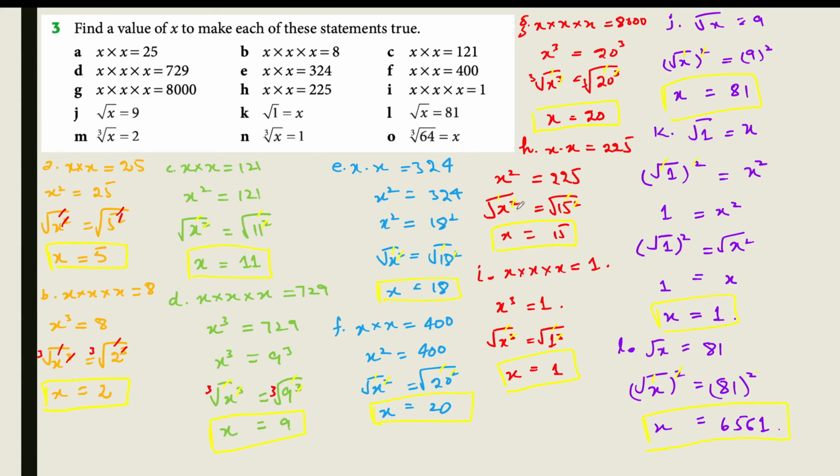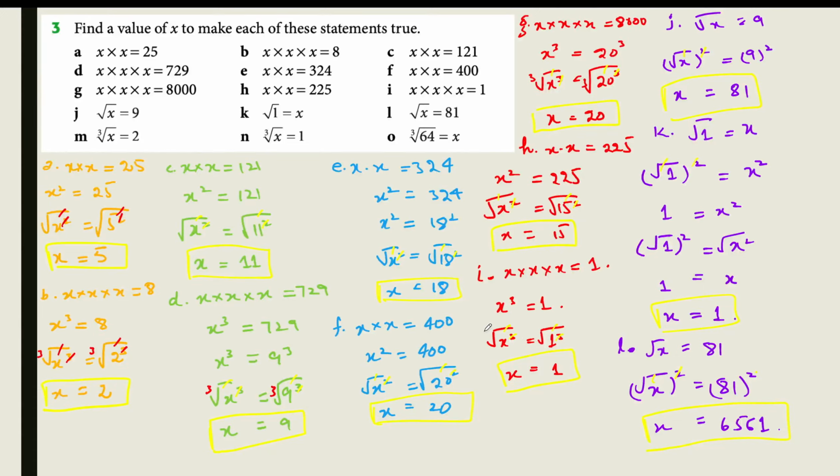Now that we have the power of 2, or the squares, on both hand sides, we take the square root in order to get rid of the squares. So the square root gets cancelled with the square and we get the value of x is equal to 15.